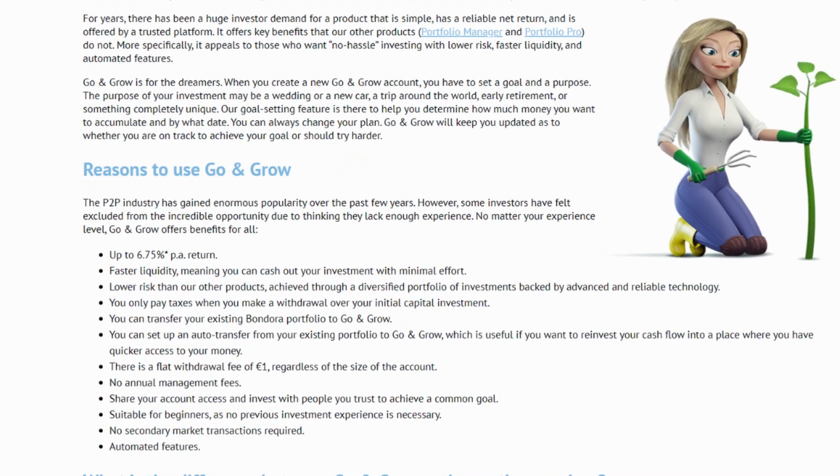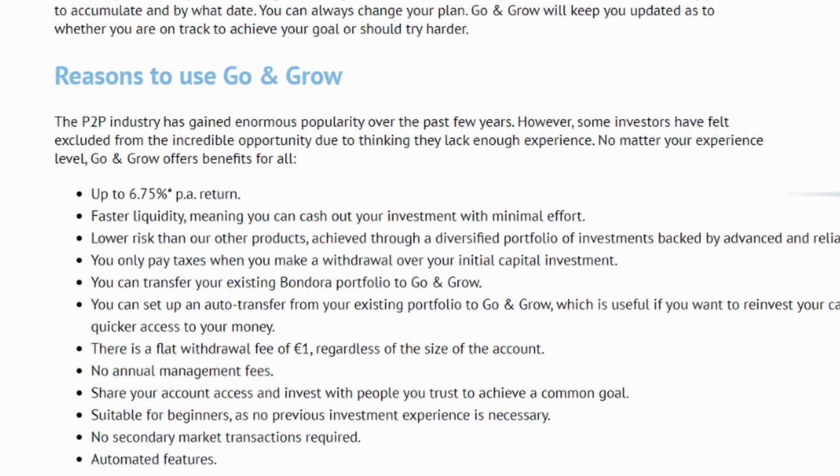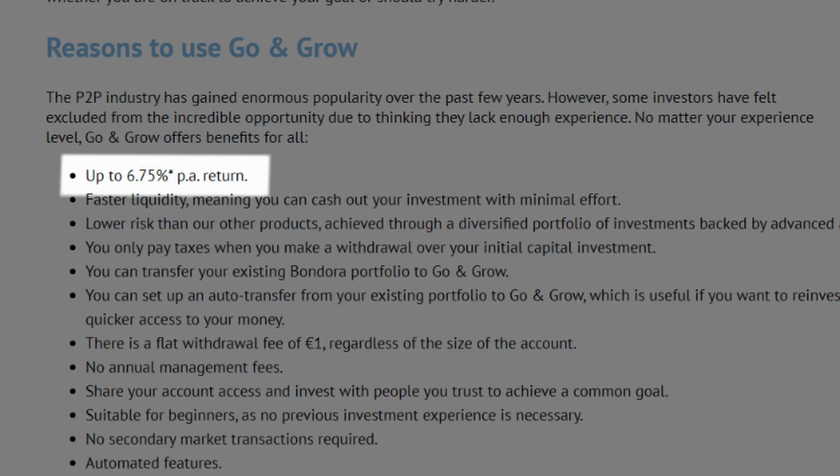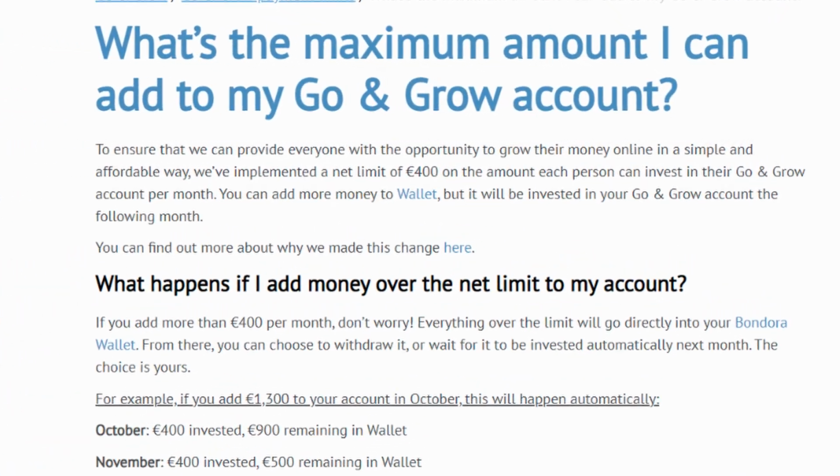There are, however, certain terms that you should pay good attention to, especially when it comes to investing on Mintos. The Go and Grow product on Bondora offers a stable but also much lower return of just 6.75% per year. Certain other platforms offer almost double the interest. Bondora's Go and Grow is also limited to just €400 a month at the moment, and if you want to invest higher monthly amounts, this product is probably not the best fit for you.